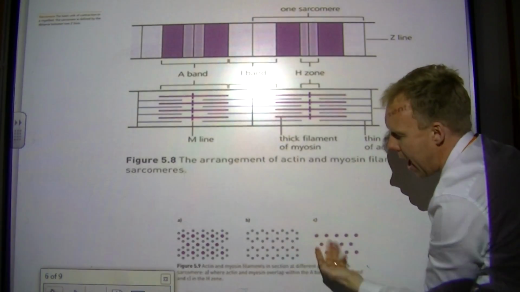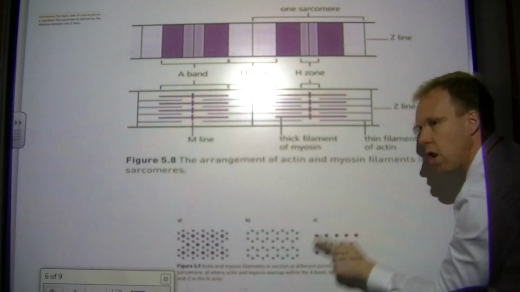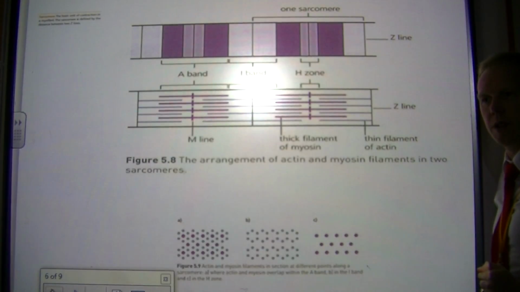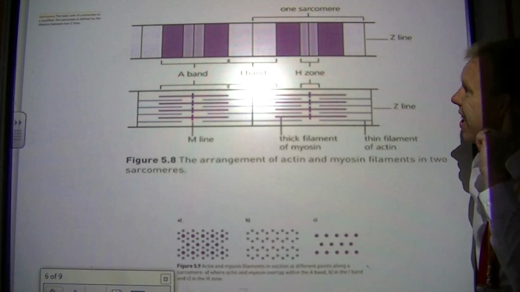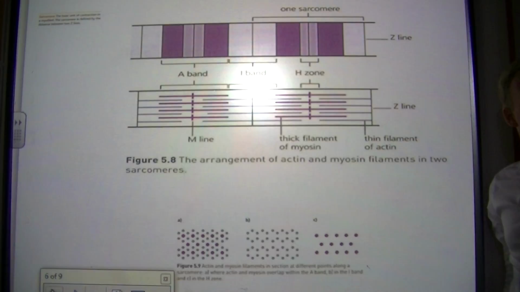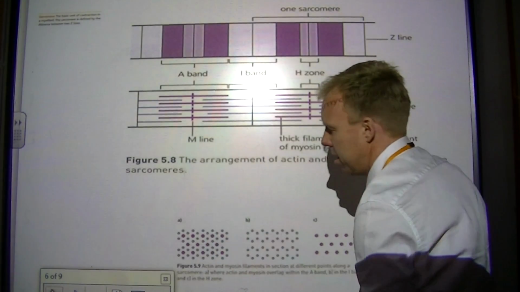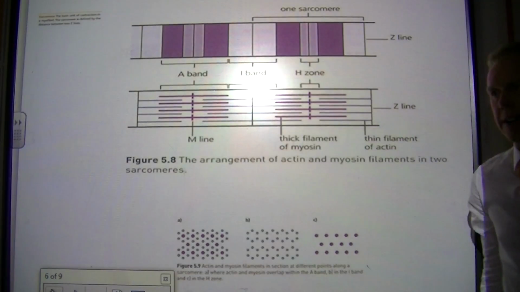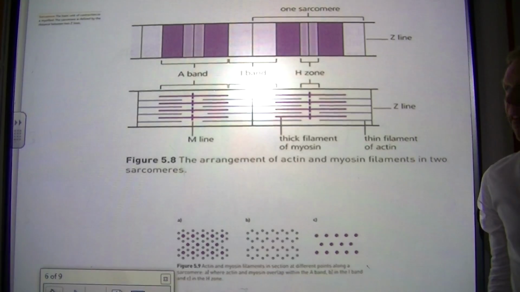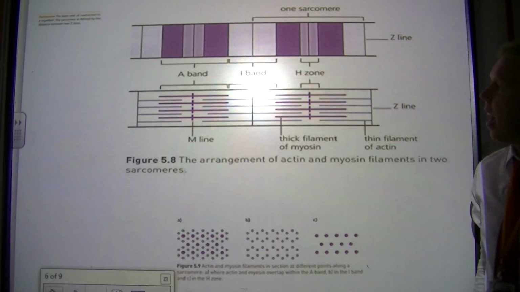What about this part here, where we have just got actin, the thin filament? Where would that be represented on the diagram? In the I band. Good. That will just contain the actin, the thin filament. What about diagram A, where we've got actin and myosin? Where would we find that? The A band. In the A band.